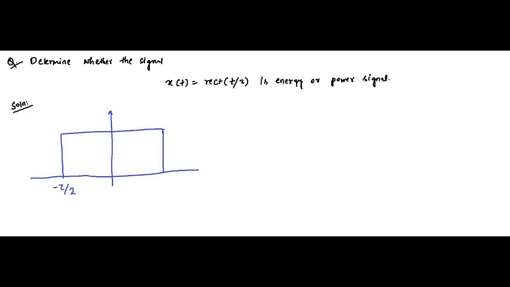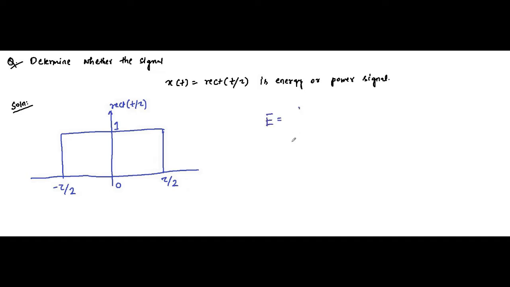Minus tau by 2, 0, and this is equal to, here the value of A is equal to 1, so it is 1, it is rect(t/tau). So the signal exists only in between minus tau by 2 to tau by 2. So first we have to find out the energy of this rectangular pulse function.